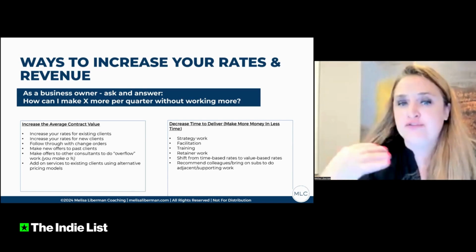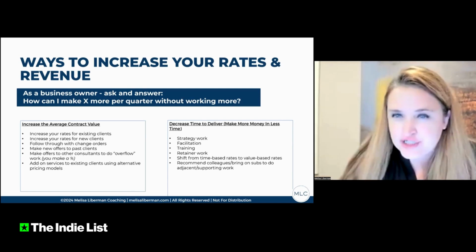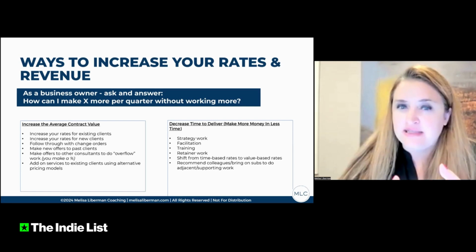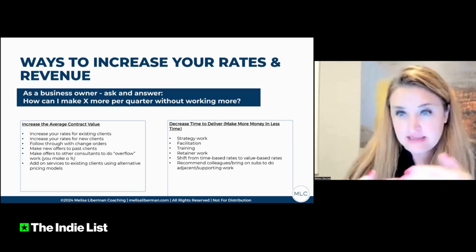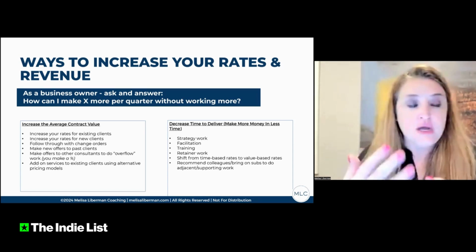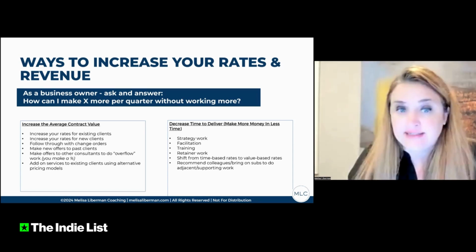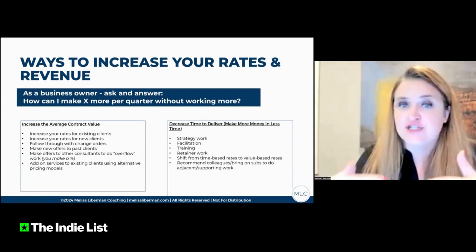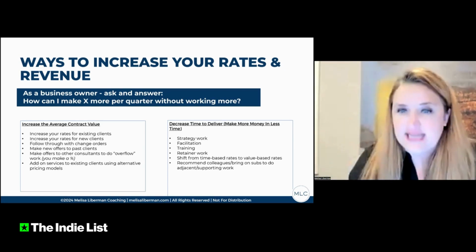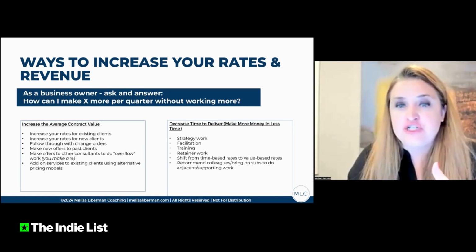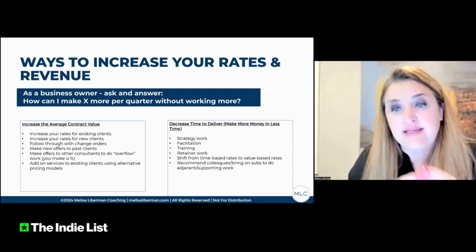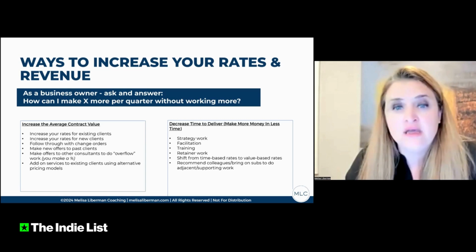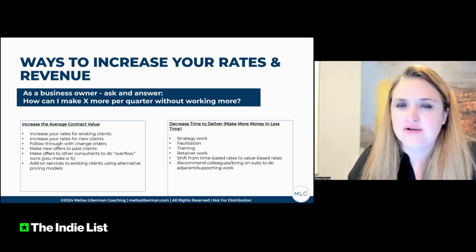And so shifting into things like more strategy type work, it doesn't mean that you leave the execution behind, but it does mean that you have the opportunity to add on that kind of strategy type work, or doing facilitation or training or retainer based work, shifting from time-based rates, whether it's hourly or daily, into value-based pricing. And we'll talk more about what that looks like here in a minute.